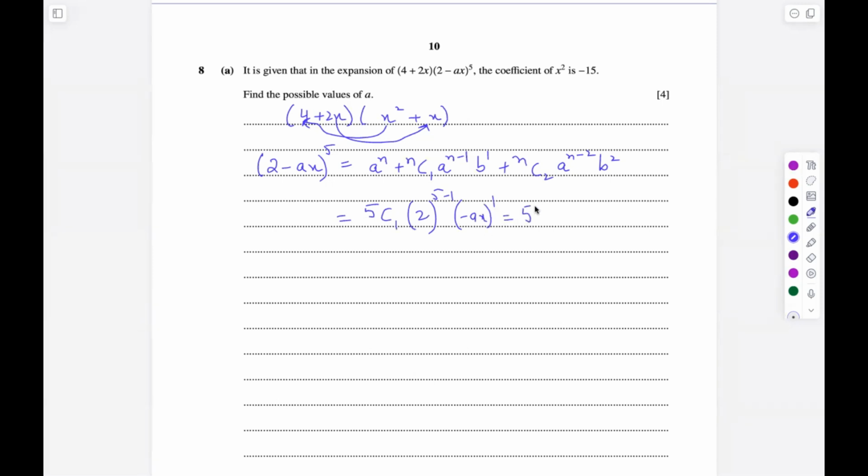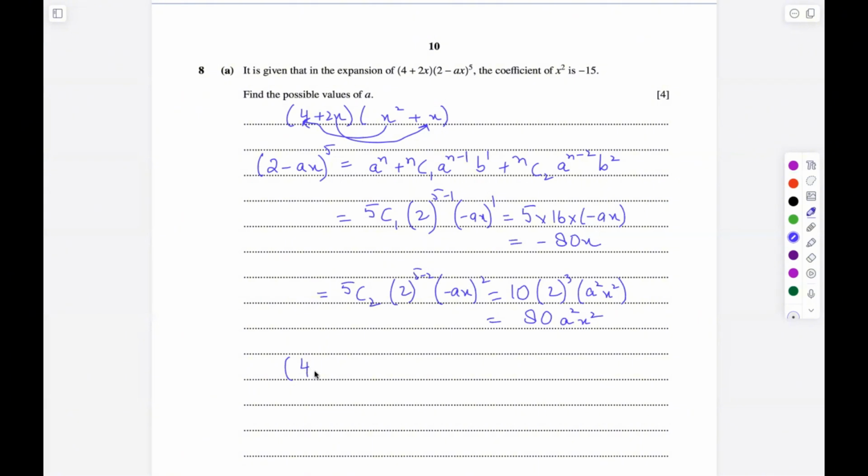So 5C1 is 5, and 2 to the power 4 will become 16. So that will become 5 into 16 into -ax. 5 into 16 is 80, so this will be -80ax. And now for the term in x squared, we'll do 5C2 times 2 to the power 5 minus 2 times (-ax) squared. So 5C2 in the calculator is 10, into 2 cubed, and this will be equal to a squared x squared. The negative sign will cancel out. So 2 cubed is 8, 8 times 10 is 80, so this will become 80a squared x squared.